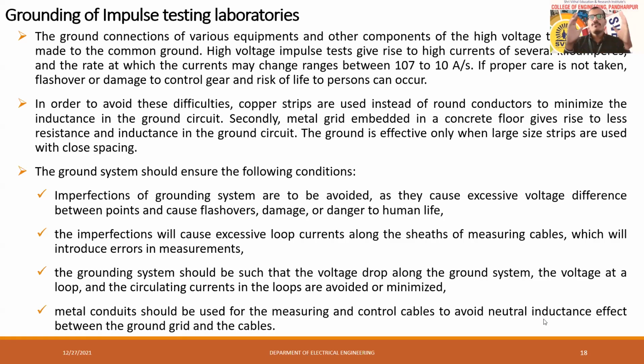Why? Because if there is a neutral inductance, it may cause a breakdown of these cable wires, or the sheathing or armoring that has been provided may get heated, or the insulation may fail, and then a short circuit may happen. So for that purpose, the metal conduits that we are using should have proper control, as well as proper measuring devices connected.